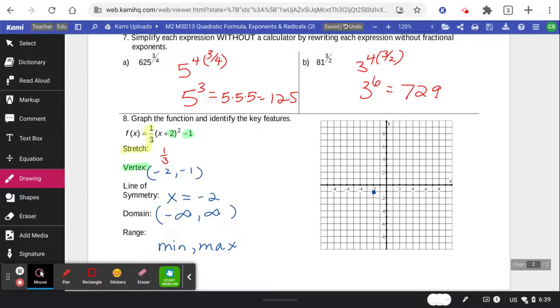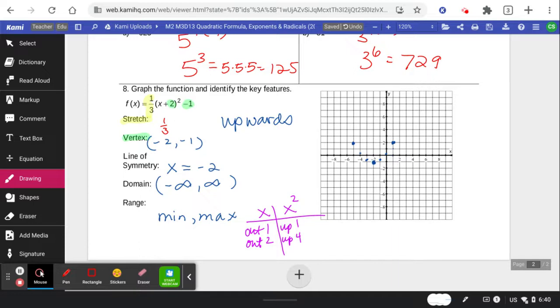So putting a dot here, this is going to be an upwards orientation parabola, and it's going to have a stretch of 1/3. So out 1, up 1/3. Out 2 is up 4/3. Out 3 would be up 3. Now, some of us are still unclear on where I'm getting that. Normally, we go out 1, up 1 times 1 is 1 squared. Out 2, 2 squared is 4. Out 3, 3 squared is 9.